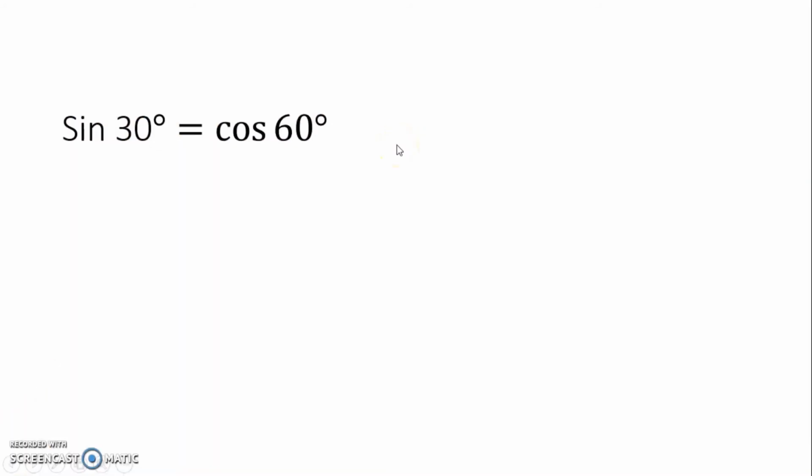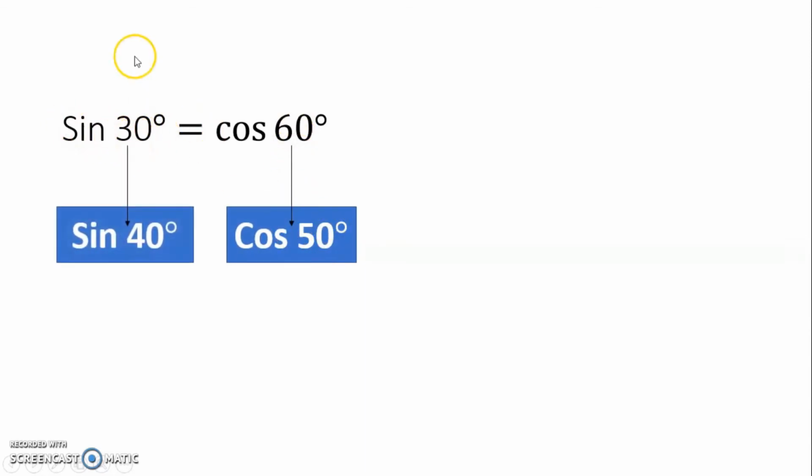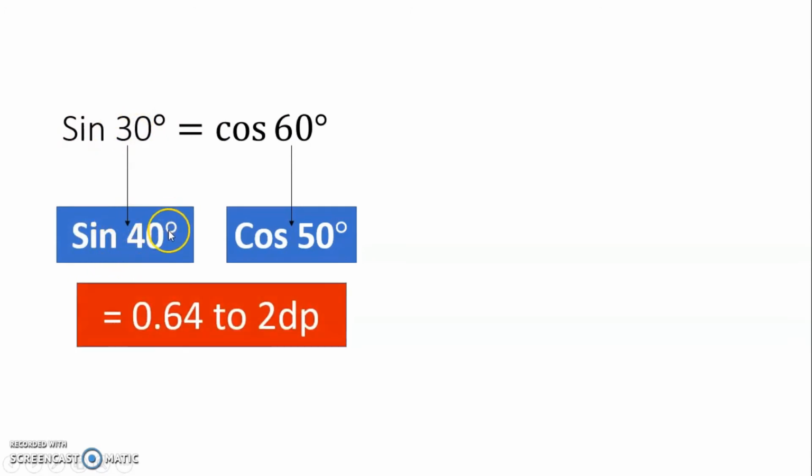You can decide to change cos 60 degrees to have cos 50 degrees. So if this is changing, automatically this will do what? Will increase. That's sine 40 degrees. So sine 40 degrees is the same as cos 50 degrees. You can check with your calculator. These two, they are the same, which is equal to 0.64 to 2 decimal places.